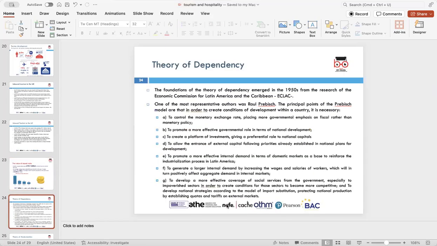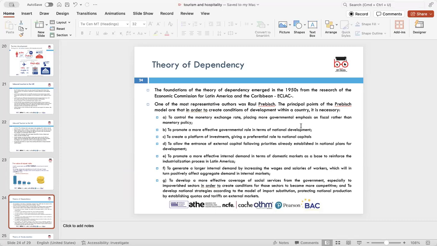Theory of dependencies. The dependency theory originated in the 1950s through studies by the Economic Commission for Latin America and the Caribbean, with economist Raúl Prebisch as a key contributor.